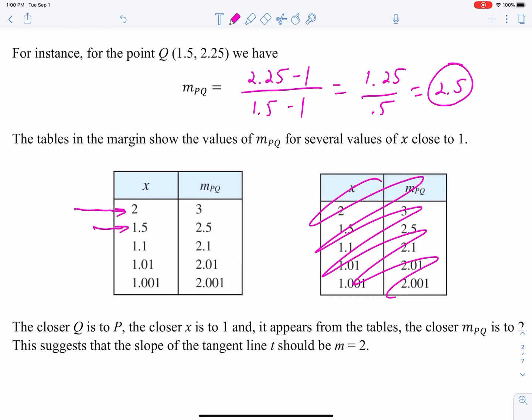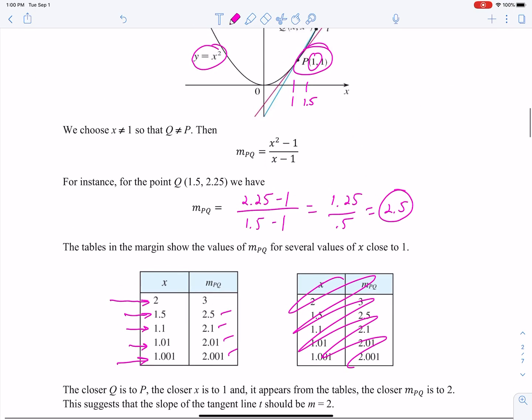But 1.5 is still pretty far from that x value of 1, so let's get even closer at 1.1. And then keep going closer at 1.01. And then even closer, 1.001. And look what's happening to our slope values. Right? We can see as we get closer and closer and eventually infinitely close to x equals 1, which is where point P is, right? Point P is 1, 1. Then our slope looks like it's rapidly approaching the value of 2.